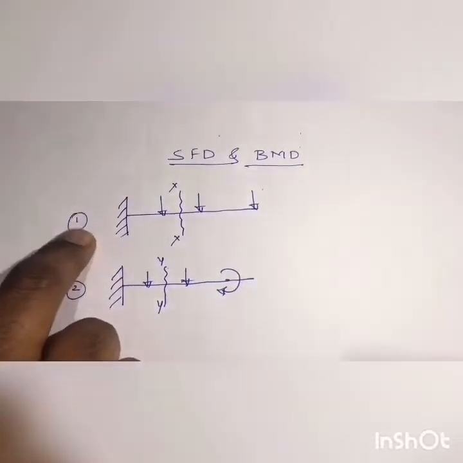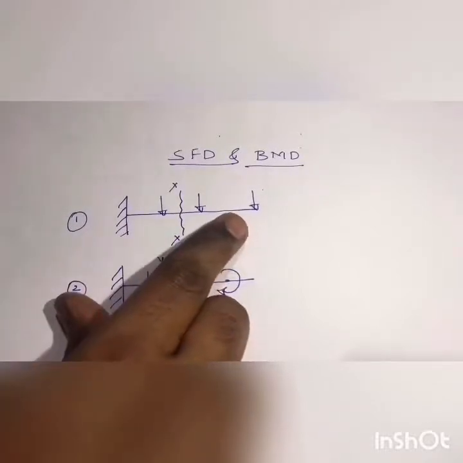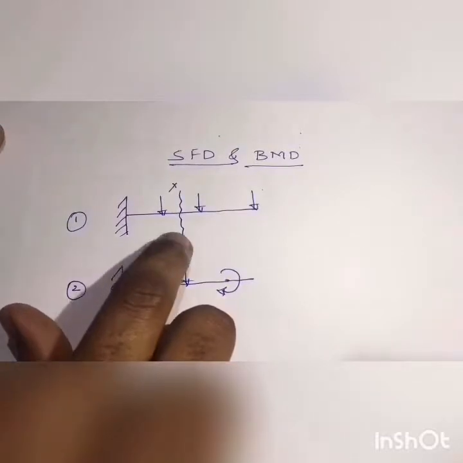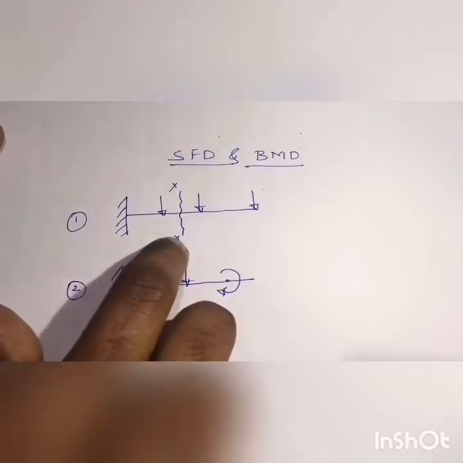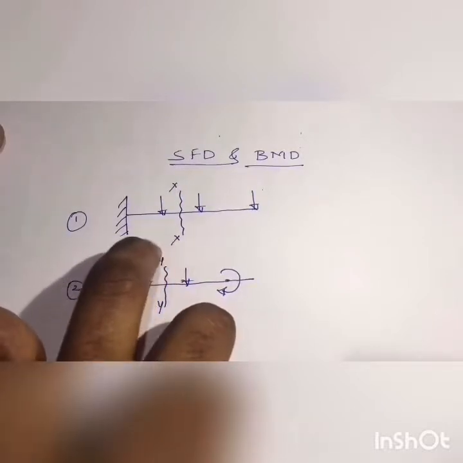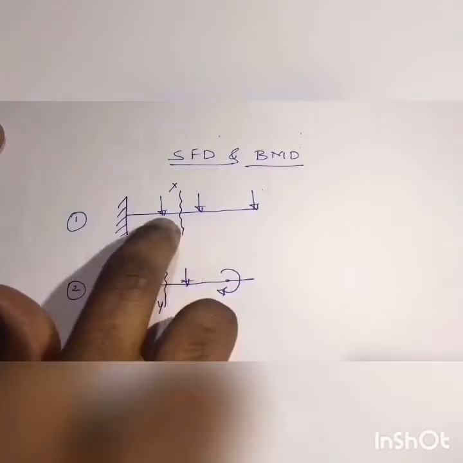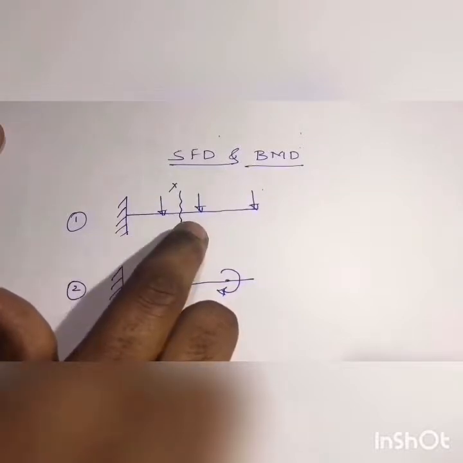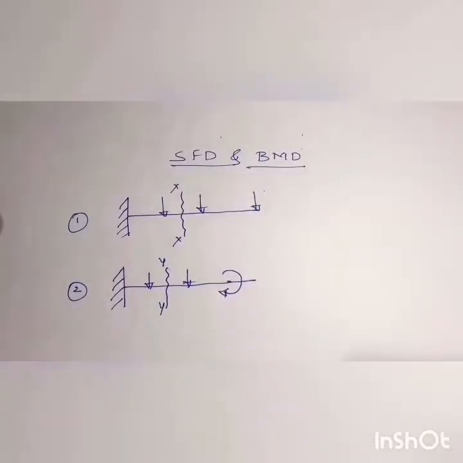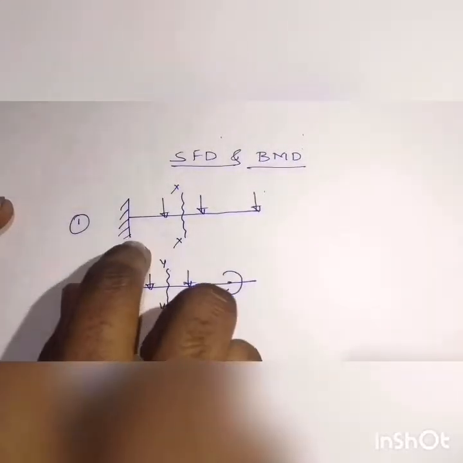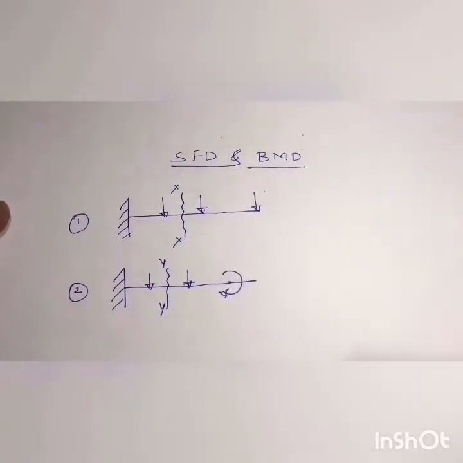Consider figure 1, which is a cantilever subjected to various point loads. Let XX be the section of interest. Shear force at section XX is defined as the algebraic sum of all the shear forces acting either towards the left or towards the right side of this section of interest. This is called shear force. The diagram which represents the variation of shear force throughout the beam is called the shear force diagram.